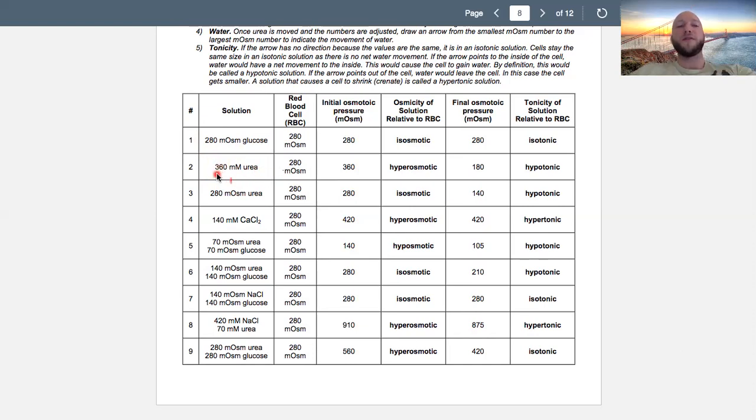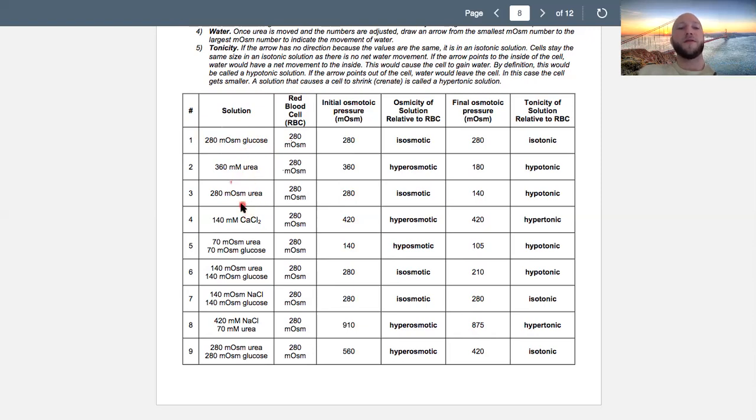How do you do that? 360 millimolar times 1 dissociable particle for urea, 360 milliosmoles. In question 1, we have 280 milliosmoles. We're comparing apples to apples, milliosmoles to milliosmoles. There's no need to change anything here because it's already milliosmoles. Perfect.